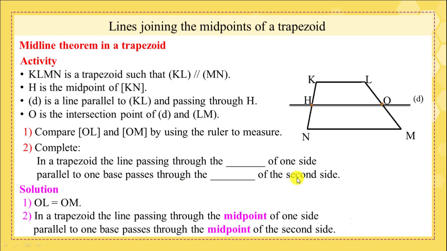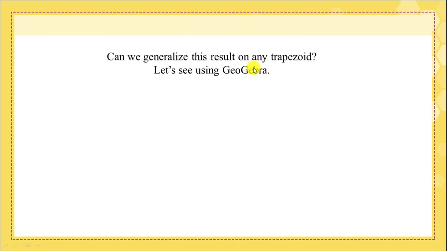What do we conclude from this activity? We conclude that in a trapezoid, in any trapezoid, if we have a line passing through the midpoint of one of its non-parallel sides and parallel to one of its bases, of course, if it is parallel to one of its bases, it will be parallel to the other base, because the bases are parallel. So if we have a line which passes through the midpoint of one of the non-parallel sides of a trapezoid, it will for sure pass through the midpoint of the second side. Can we generalize this result on any trapezoid? Let's see using GeoGebra.